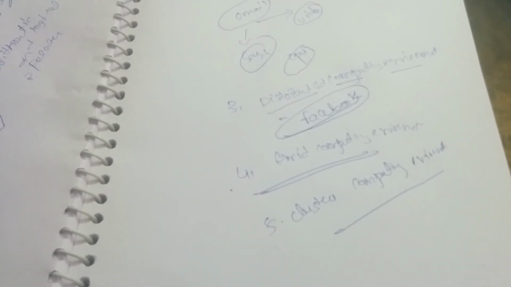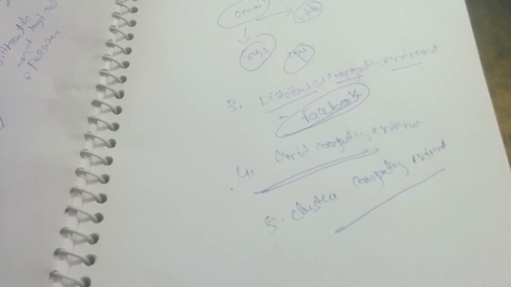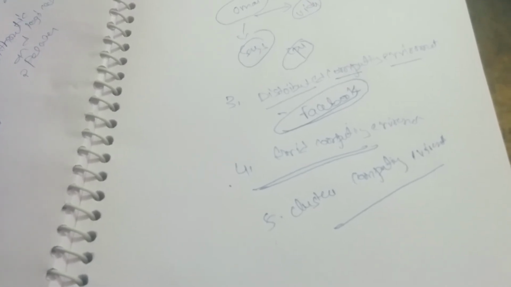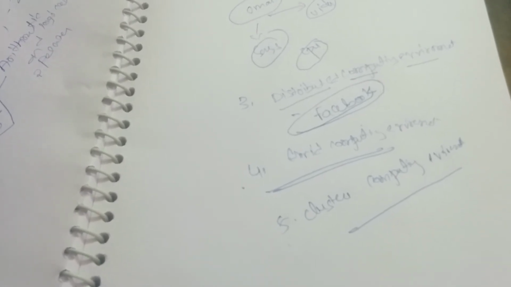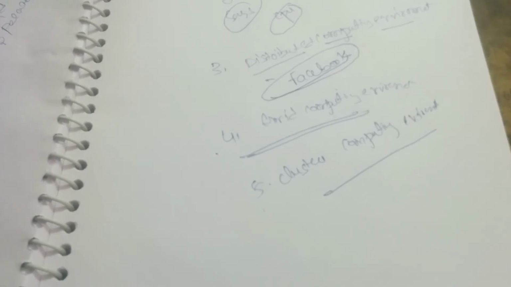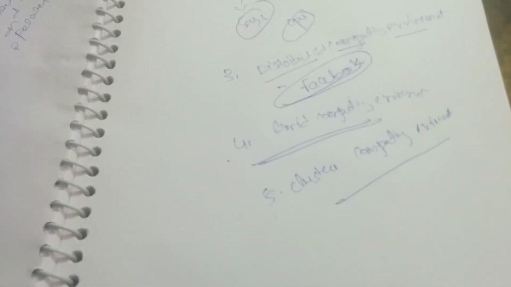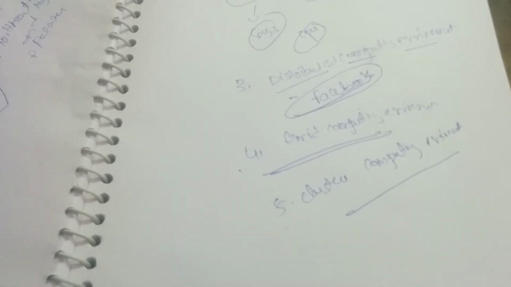Cluster computing need not work for a single application, but these interconnected computers work as a single system. We can run many applications on a cluster computing environment, whereas grid and distributed are for a single application, and cluster is for many applications. You can understand the difference very well. I'll just say it now.